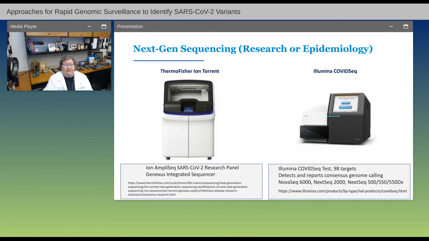And finally, the two platforms for next-gen sequencing, which is used for research or epidemiology, are the Thermo Fisher Ion Torrent or the Illumina COVID-Seq. There are other methods. These are the two most common. And they each have research panels that allow you to identify the full genome sequence of interest for the SARS-CoV-2 virus.